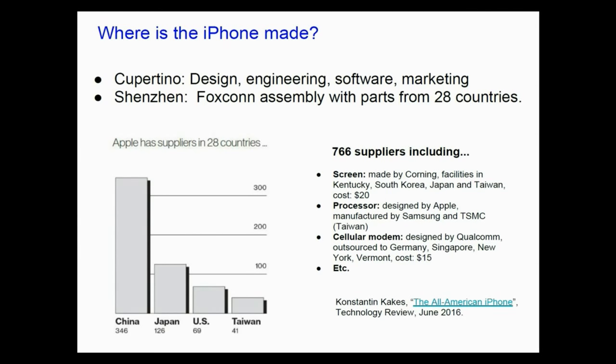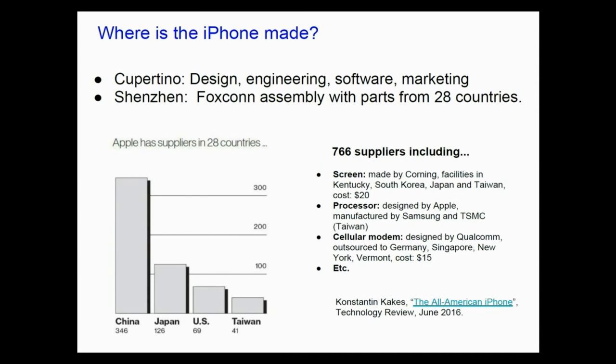And one thing that's interesting about this list is the supplies could come from U.S. companies. Well, many of them are from U.S. companies, but they could be manufactured various places in the world. So the screen made by Corning could be provided from Kentucky, South Korea, Japan, Taiwan. Processors designed by Apple could be made by Samsung in Korea or also in Taiwan. Cellular modem comes from Qualcomm in San Diego. Could be fabbed in Germany, Singapore, New York, Vermont. They have production facilities in all those places, and so on and so on.